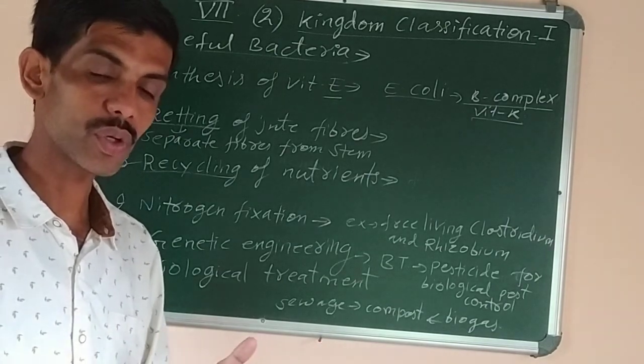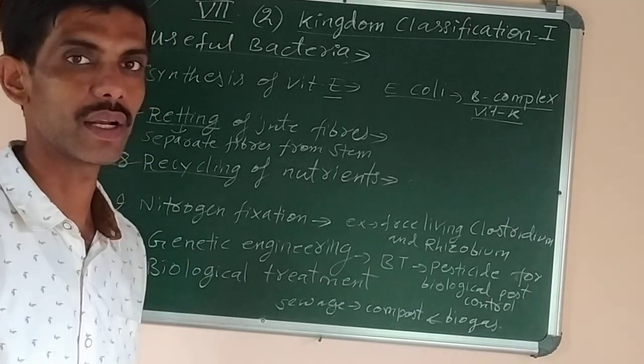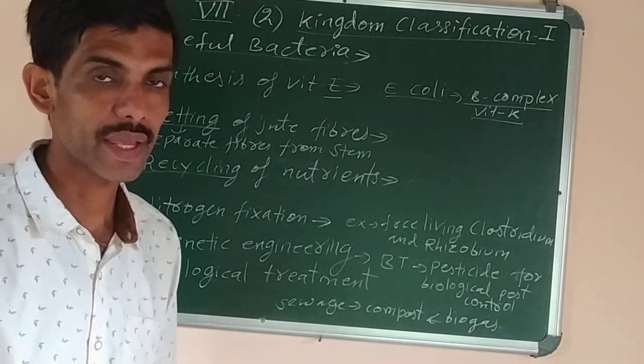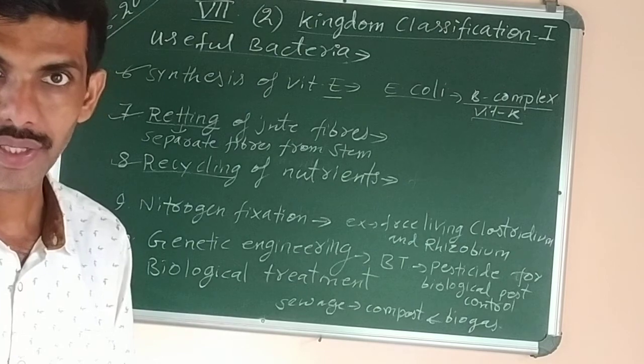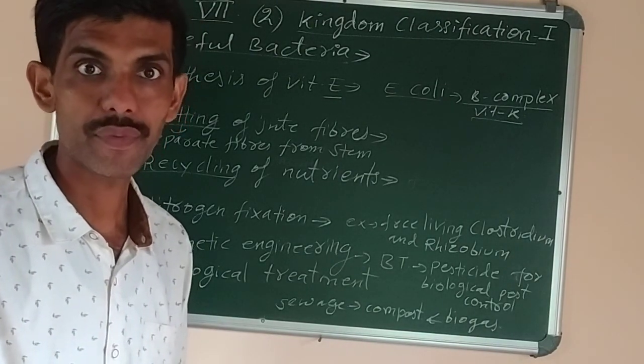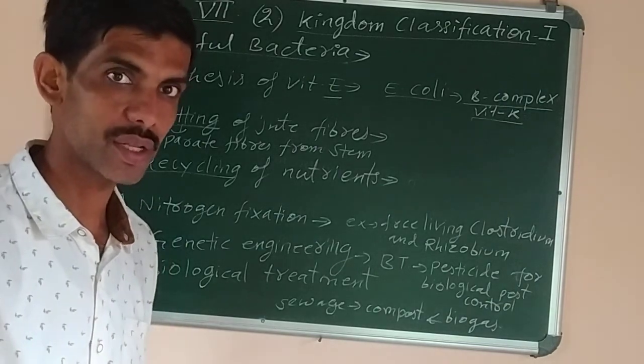So once again, those nutrients can be recycled through different types of biogeochemical cycles. Like the carbon cycle is there in nature, which helps in the recycling of carbon. The nitrogen cycle is there for recycling of nitrogen, and so on.